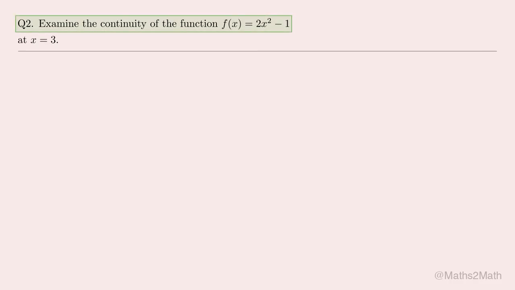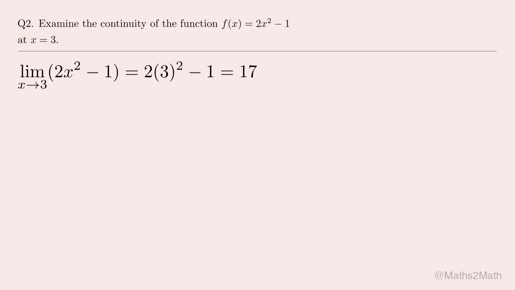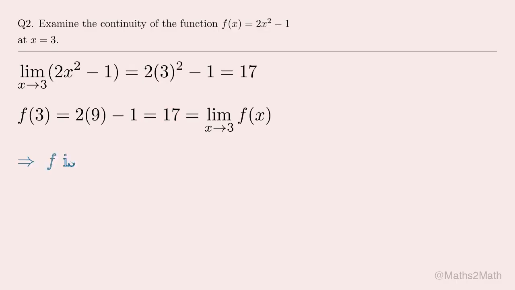Question 2. A quadratic this time, 2x squared minus 1, tested at the single point x equals 3. Again, we compare limit against value. Substituting x equals 3 into the polynomial gives the limit. The function value is the same number, so f is continuous at 3.